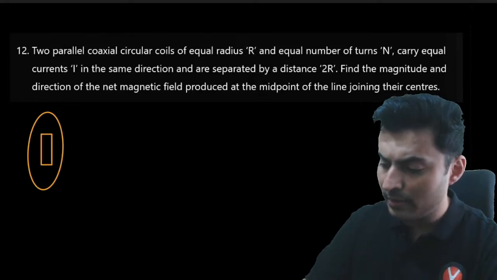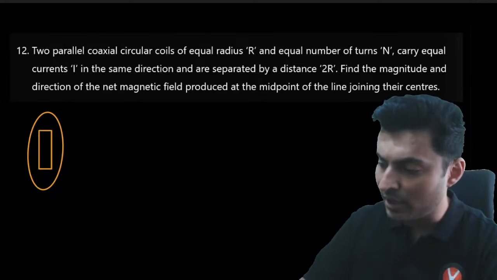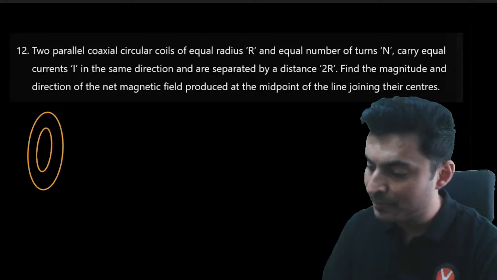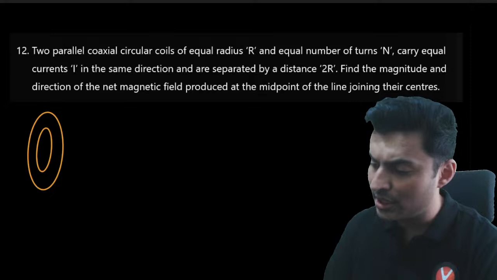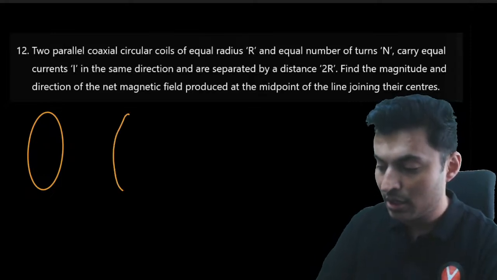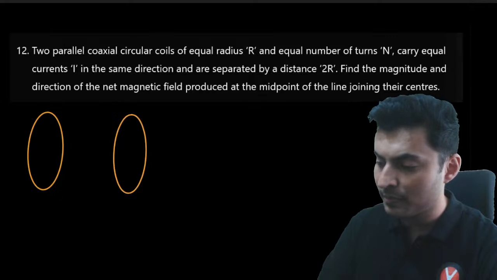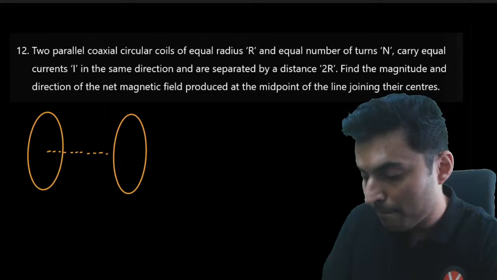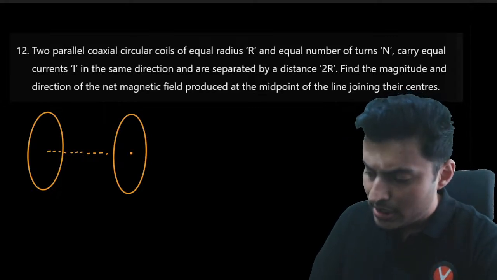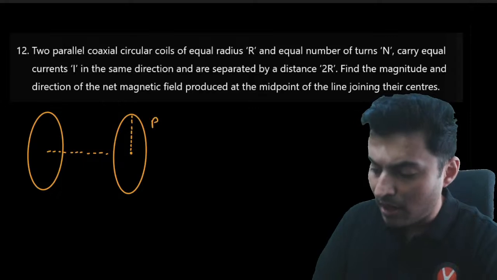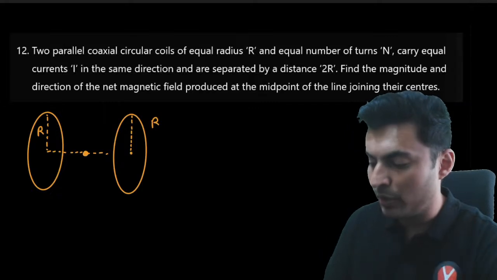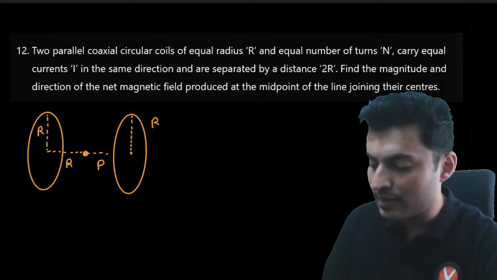Okay, so let me draw coaxial coils. Why is it becoming square? Please become an oval. Yes. Two coaxial coils of equal radius and equal number of turns, currents in the same direction, and they are separated by some distance like this. Perfecto. Like this, and this is given to be R, this is also given to be R, and you have to find the magnetic field at the midpoint. So this is R and this is R.